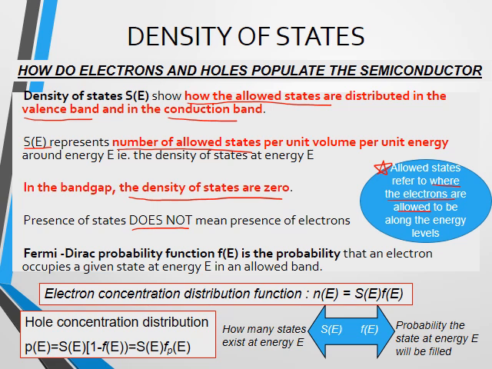So how to calculate or predict the population of electrons? There is a probability function known as the Fermi-Dirac function, denoted as F(E), that gives the probability of an electron occupying a given state at an energy E in an allowed band. Thus, the electron concentration distribution function is given as N(E) equals S(E) times F(E). And since a hole is the non-existence of an electron, the hole concentration is the product of S(E) and 1 minus F(E).